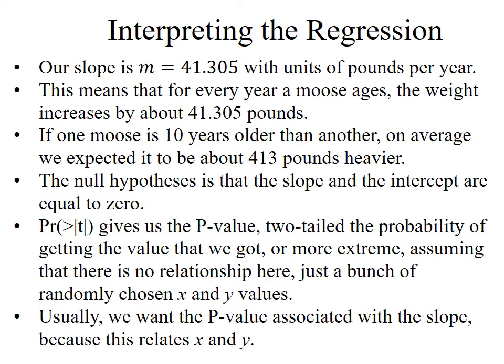X and y might be unrelated to each other, but you can have a non-zero intercept. The intercept might be, I don't know, 500 pounds or whatever it is, and then x and y would be unrelated, but you could have a non-zero intercept even if x and y are unrelated.